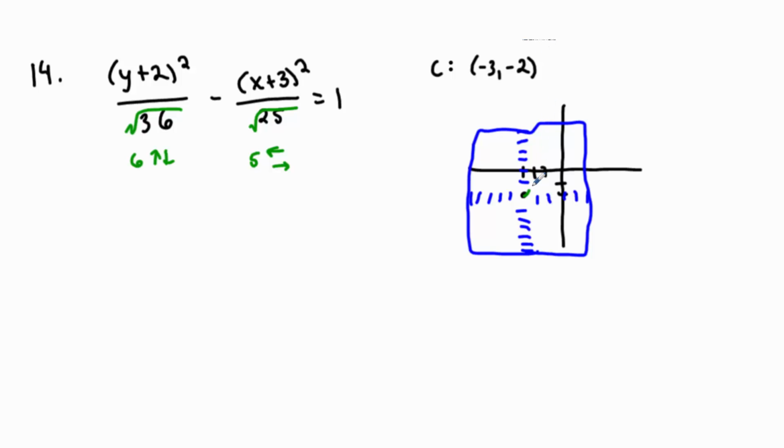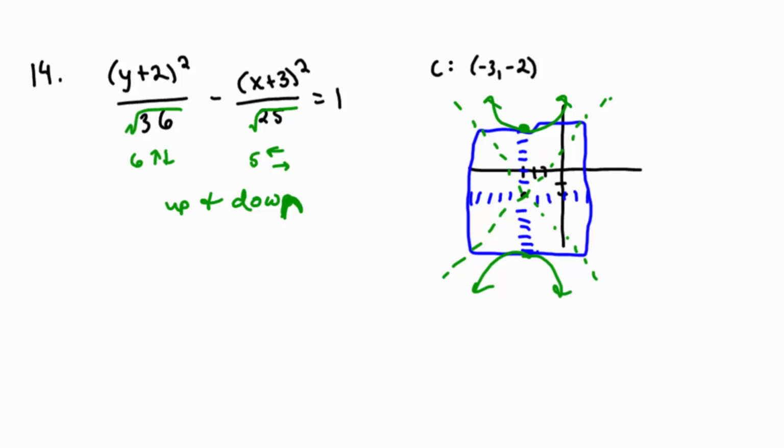Draw your asymptotes. And then say, because y is first, that means that my hyperbola is up and down, just like y is. Then fill in all the rest of the information. The vertices, where the hyperbola touches our box, are at -3 comma 4 and -3 comma -8.